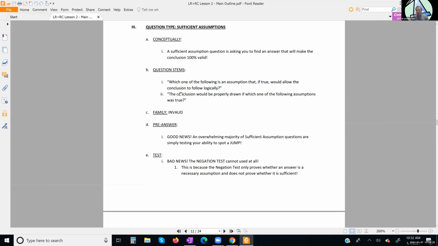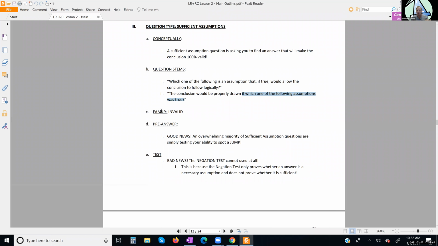Another one: the conclusion would be properly drawn. So they're saying the conclusion would be 100% properly drawn, which means 100% valid. And they're saying if which of the following assumptions was true. So again, answers are assumptions that if we accept them would lead to the conclusion then being 100%. It falls in the family of what I call invalid questions, which just tells you that when you go to the stimulus, you have an invalid argument.